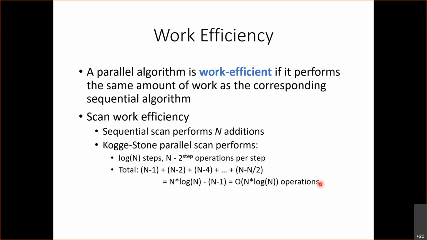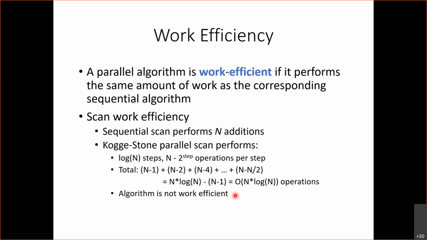So my sequential scan performed only n additions, whereas my Kogge-Stone parallel scan actually performed n log n additions. What that means is that my parallel algorithm is not performing the same amount of work as my sequential algorithm. In other words, my parallel algorithm here is not work efficient.